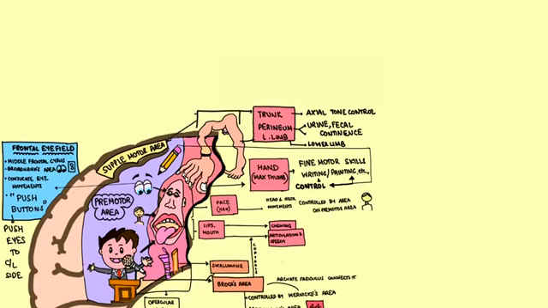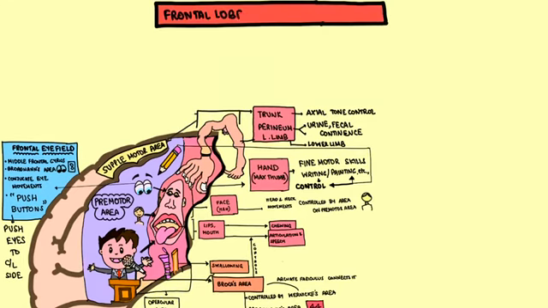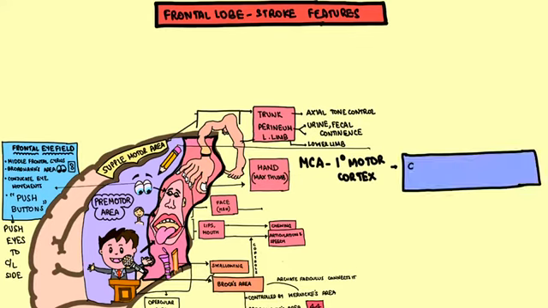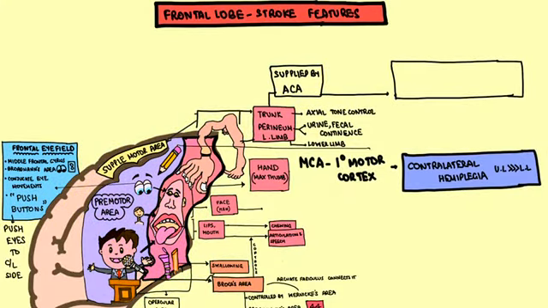Now let's see what happens if a stroke occurs in the frontal lobe. If it is due to MCA blockage, I will show it in blue color, and if it is due to ACA blockage, I will show it in red color. First, if the primary motor cortex is affected, it will result in contralateral hemiplegia. And if ACA is affected, it will manifest as contralateral hemiplegia of the lower limb alone, since it supplies only the lower limb part.